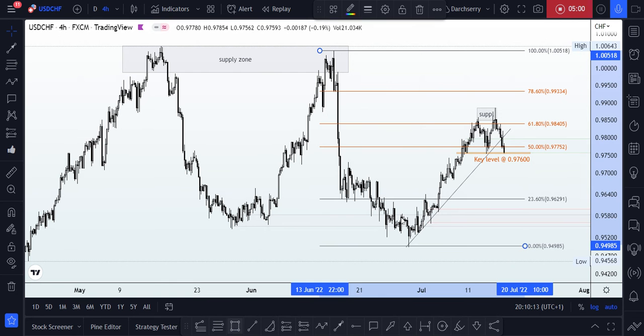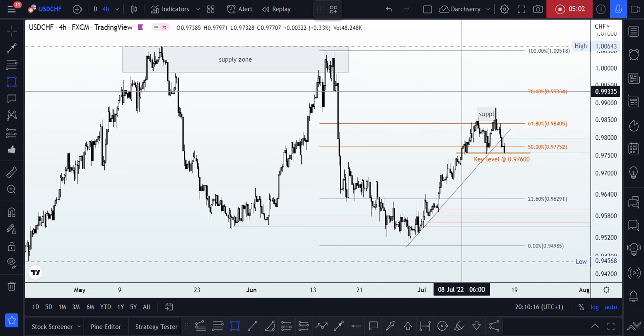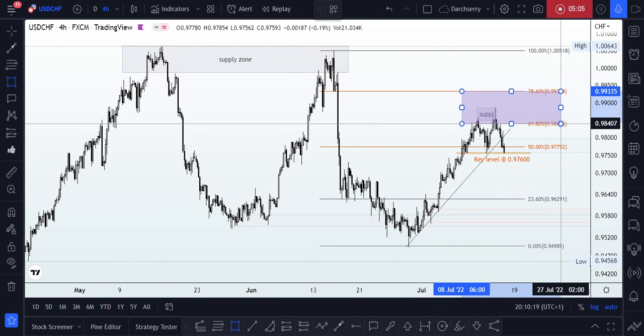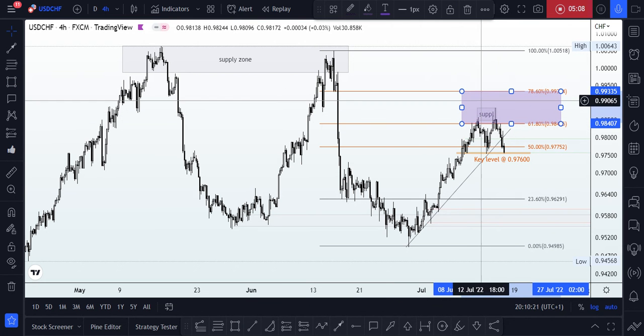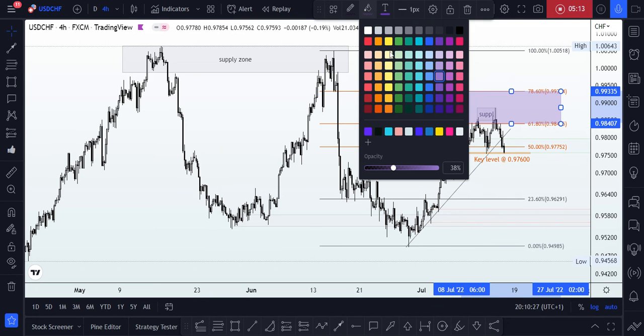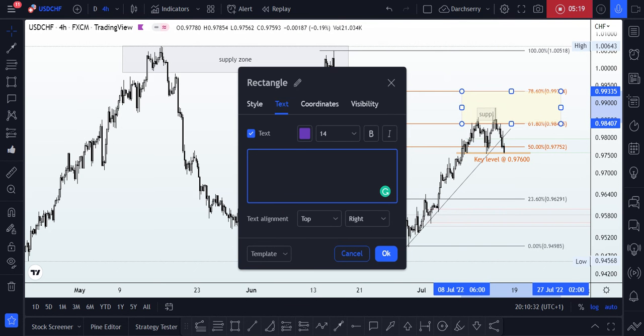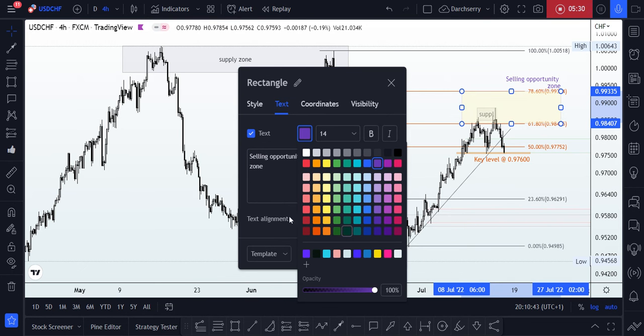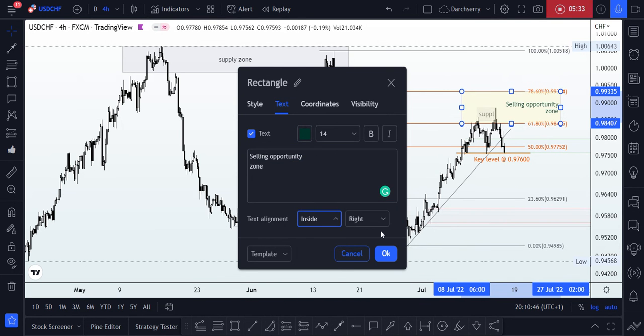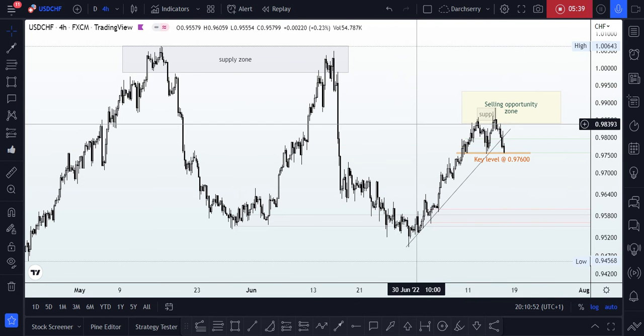We can see that we have price rejected between the 78.6% and the 61.8% area, which is likely going to be our selling opportunity zone, and at the same time our new supply zone going into the new week. So for the sake of clarity, I want to be labeling this area selling opportunity zone, so that we can have a visual understanding of what we are talking about here. Okay, deleting this retracement tool.